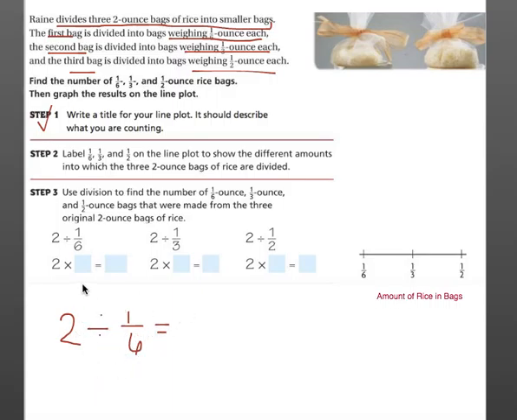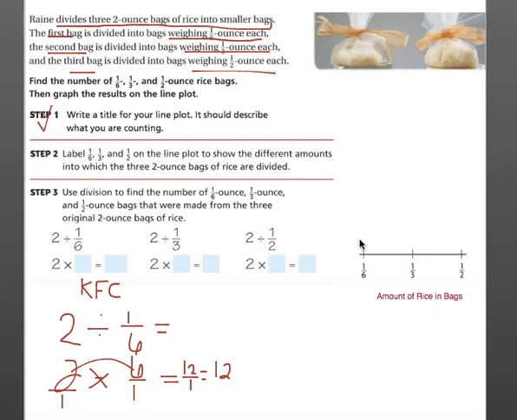So when we divide, remember we use KFC. You keep your first number the same, so my 2 stays the same. The F stands for flip, so I flip my second fraction. And then the C stands for change, I change my symbol. So 2 times 6 is 12, and 12 over 1, which just equals 12. So that means that when this first bag was divided into 1/6 ounce bags, I got 12 of them.